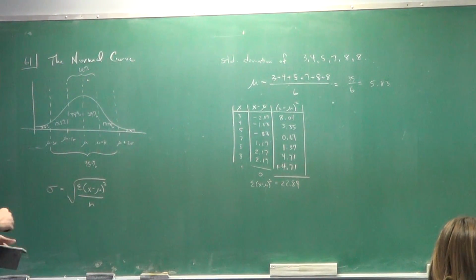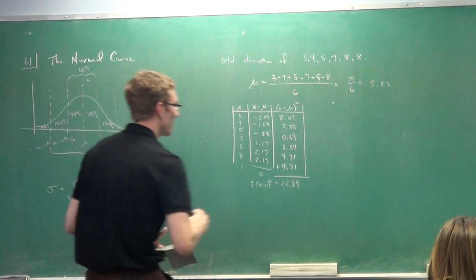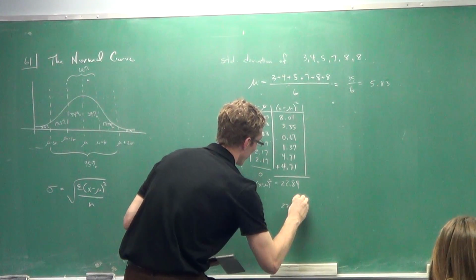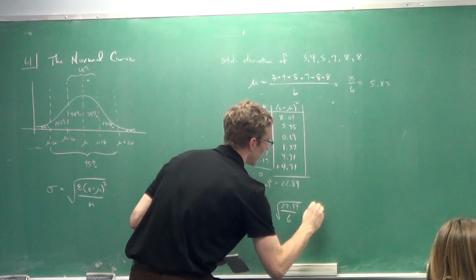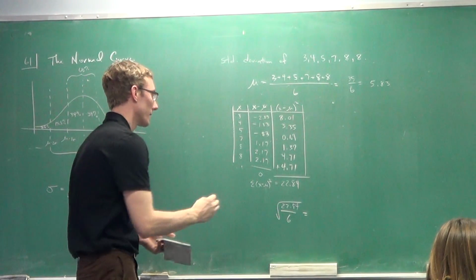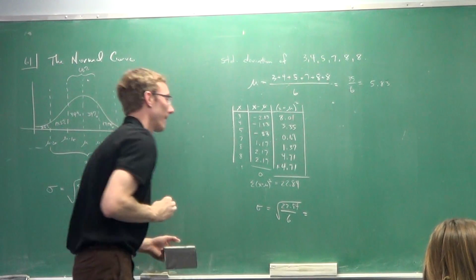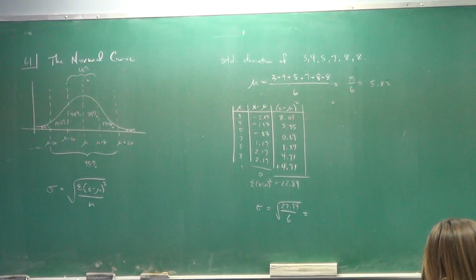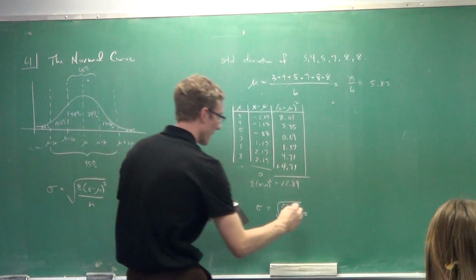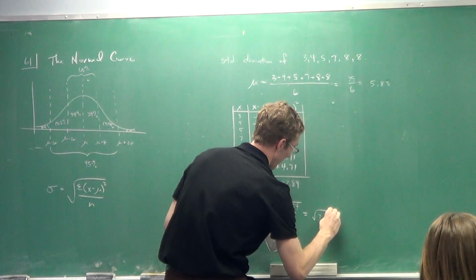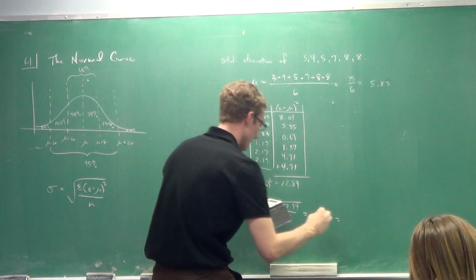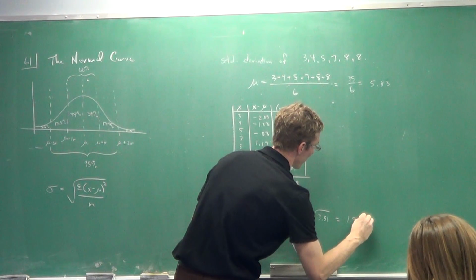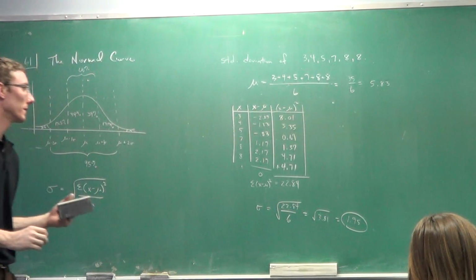So what are we supposed to do with that number? We're supposed to then divide by the number of numbers and take the square root. So 22.84 divided by 6, square root. That's going to give us our standard deviation. The sum of the squares divided by the number of numbers. 22.84 divided by 6, we get the square root of 3.81, and that is 1.95. Game over. There's our standard deviation.